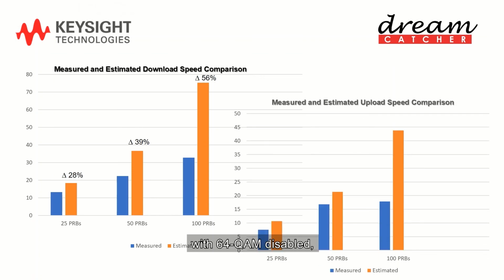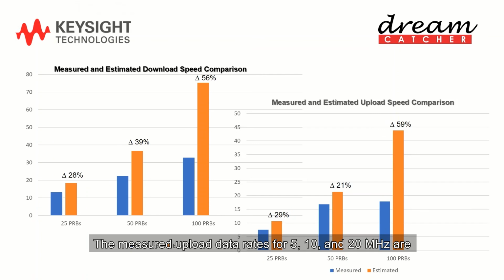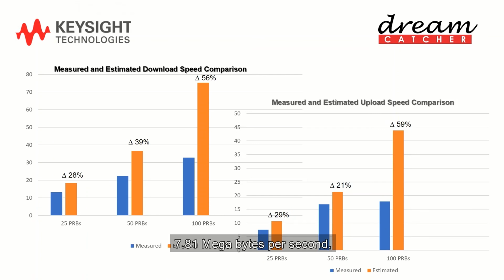Similarly for upload, with 64QAM disabled, we assume the highest MCS index 20, which is mapped to the TBS index of 19. The measured upload data rates for 5, 10, and 20 MHz are 7.81 megabits per second, 17.41 megabits per second, and 17.80 megabits per second, while the maximum upload data rates are 10.680 megabits per second, 21.384 megabits per second, and 43.816 megabits per second respectively.